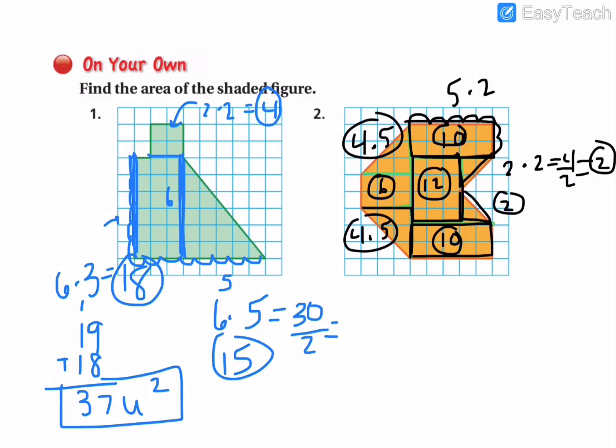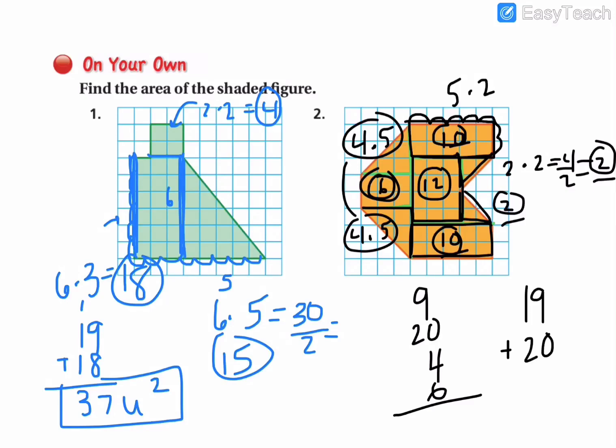So a lot of these happen to be the same. It's very symmetrical. So if we put together the pieces that are the same, we have 4.5 and 4.5, which is 9. We have 10 and 10, which is 20. We have 2 and 2 right here, which is 4. And then we have this last little piece that doesn't match up to anything, and that was 6. So if we add all that up, that's going to give me 10, so 19 plus 20 should be 49. Let me just double check really quickly that I got everything.